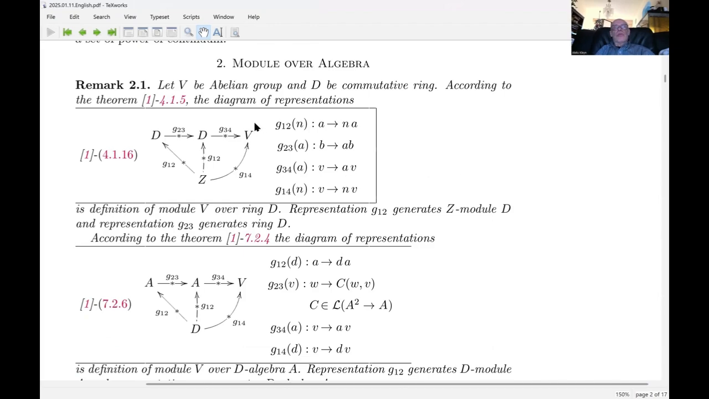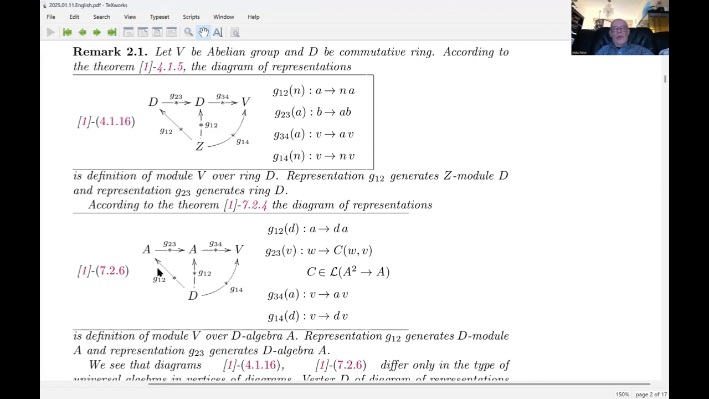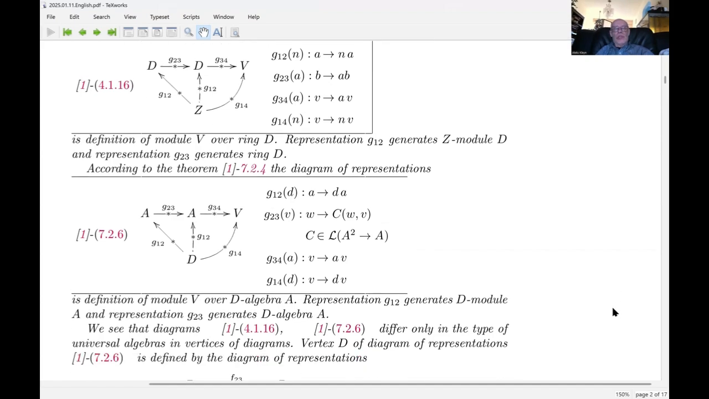Let V be an abelian group and D be commutative ring. The diagram of representation 1.16 is definition of model V over ring D. Representation g12 generates the model D, and representation g23 generates ring D. Similarly, diagram of representation 2.6 is definition of model V for the algebra A. And again, representation g12 generates the model A, and representation g23 generates the algebra A. We see the diagram 1.16 and 2.6 differ only in the type of universal algebra in the vertices of diagram.